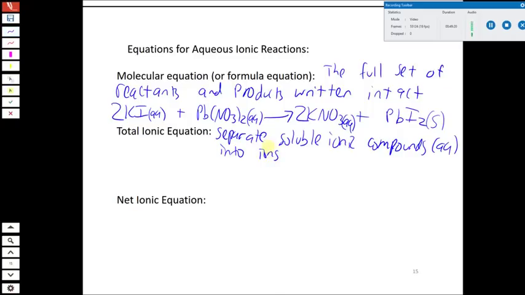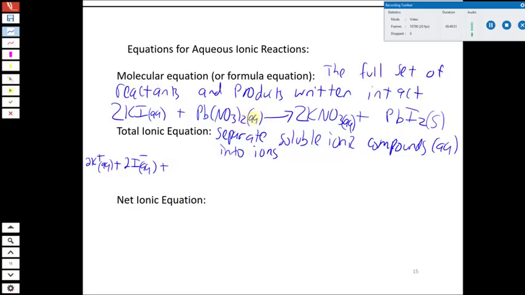This one takes a lot of space to write out, so I'm going to have to do it kind of small, and writing small and neat is not my forte, so we'll see how this goes. What we're going to do is take all of the aqueous compounds and separate them into ions. So potassium iodide separates into K+ and I-. They both have coefficients of 2 because we have 2 potassium iodides, so that's going to make 2 K+ and 2 I- if we're trying to keep it balanced.